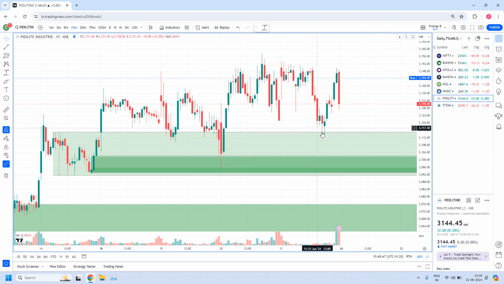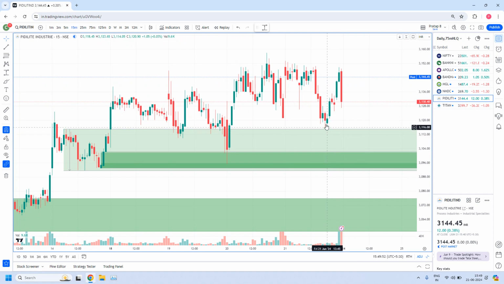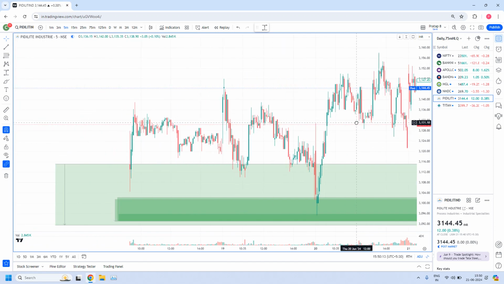Why this price action? If anybody asks, there is a reason. If you go to the 5 minutes time frame, you will understand why there is a move up from here. Actually, there is a valid trade, but it is not fine-tuned. You have an aggressive trade here. Let me go to the 5 minutes time frame, you will get clarity.